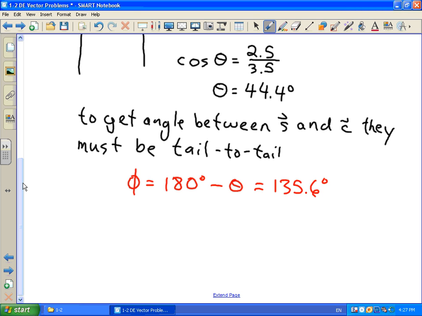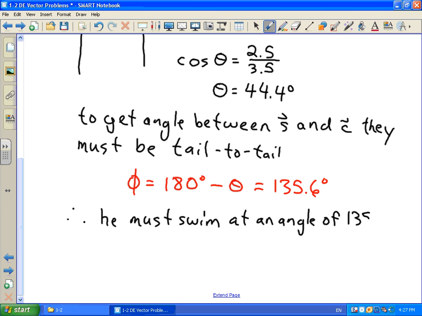So we can conclude this up by saying, therefore, he must swim at an angle of 135.6 degrees to the current. And we're done.